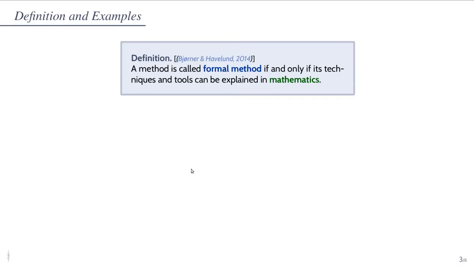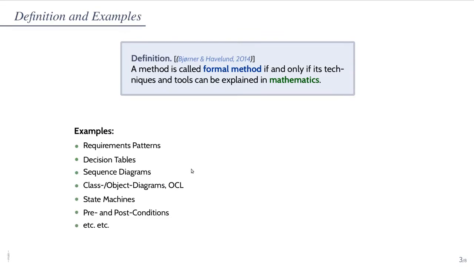So, the definition that we adopt here has been phrased by Bernd Westphal and says a method is called formal method if and only if its techniques and tools can be explained in mathematics. This is a rather broad definition, so a lot of software description languages can be in, like requirements patterns, decision tables, sequence diagrams, class and object diagrams, state machines, pre and post conditions, and much more.